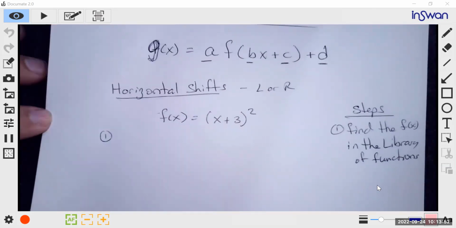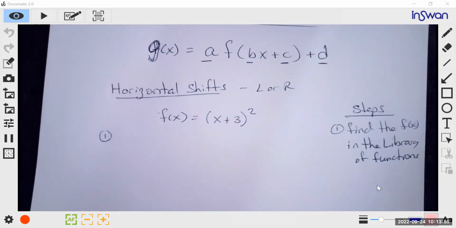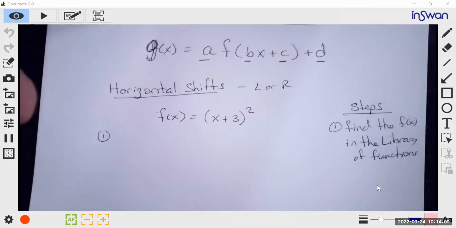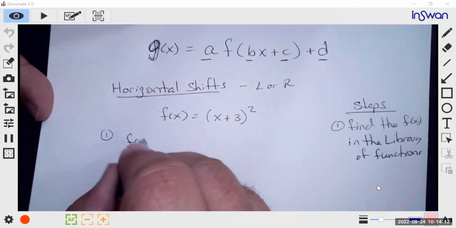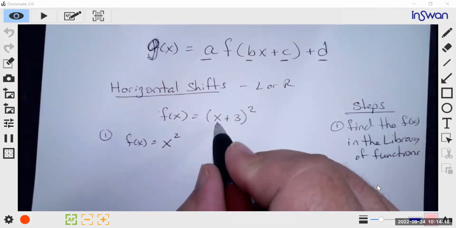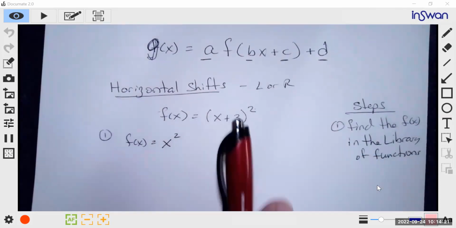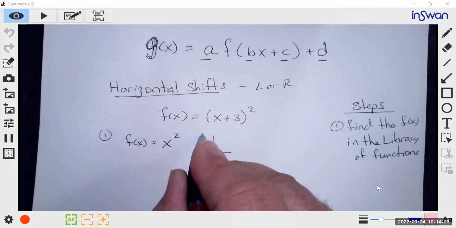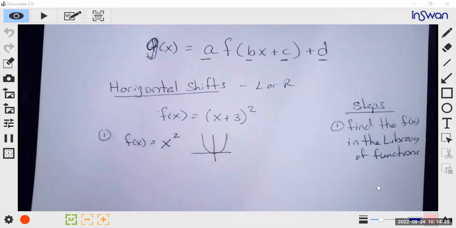So what function would this match to in the library of functions? The easiest way to do that, because in library functions we have x and everything else around it, so that plus 3, if we get rid of the plus 3, what do we have left? X squared. Because here's the x, and there's a square. So if I get rid of that 3, I have just the function x squared. We know what that graph looks like. That's the parabola. The U-shaped thing.